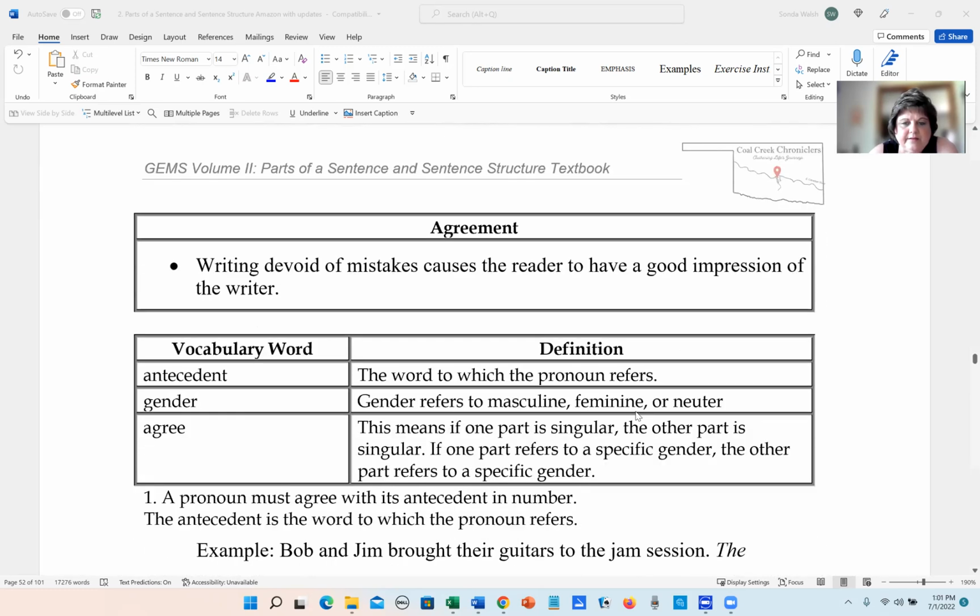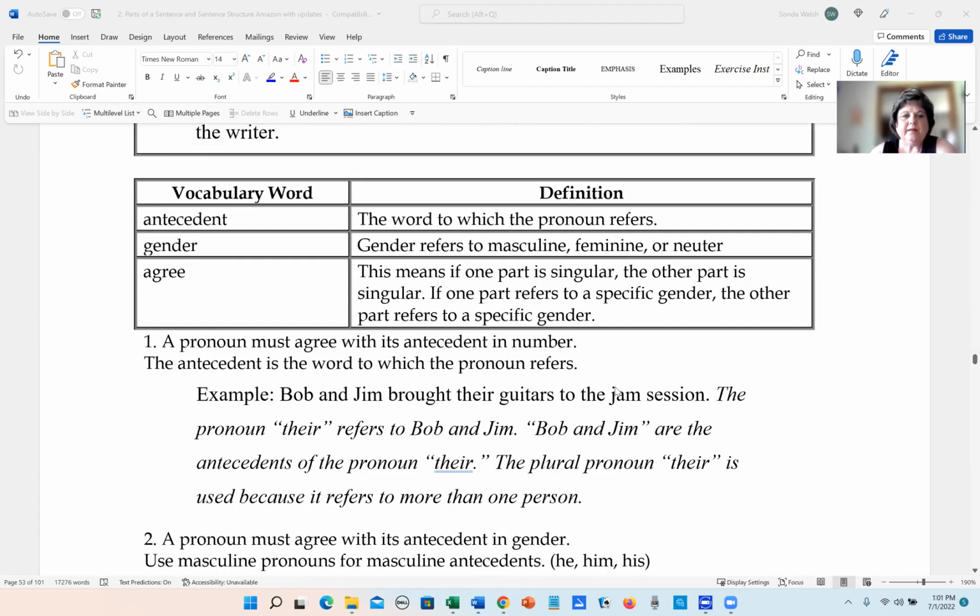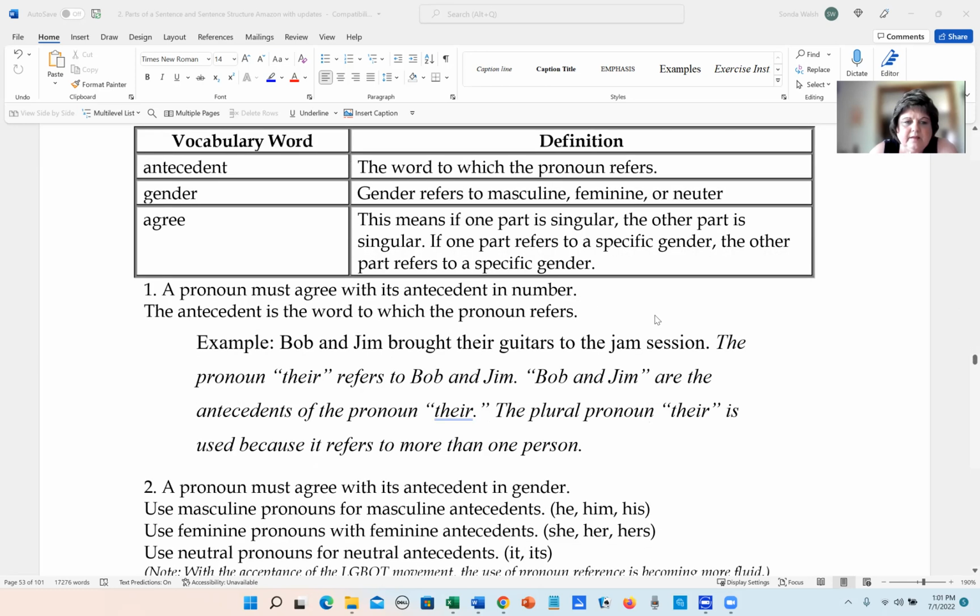Okay, here's our vocabulary. Antecedent, gender. Gender refers to masculine, feminine, or neuter. And agree means if one part is singular, the other part is singular. So the pronoun must agree with its antecedent in number. The antecedent is the word to which the pronoun refers.